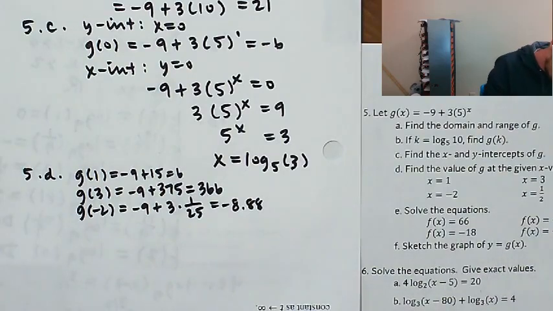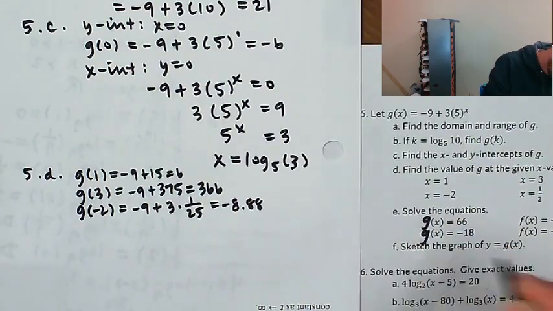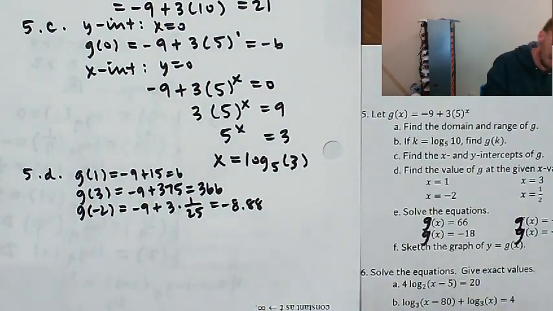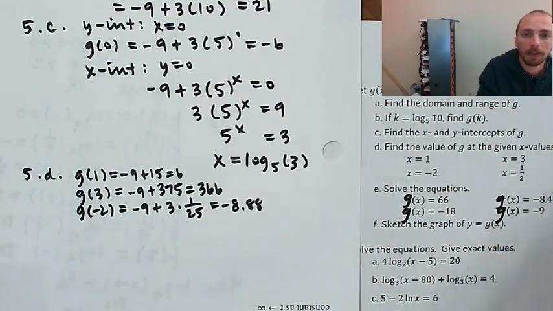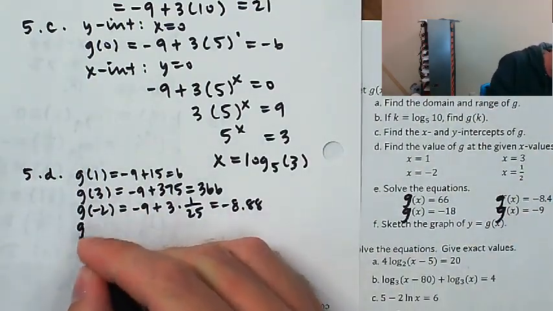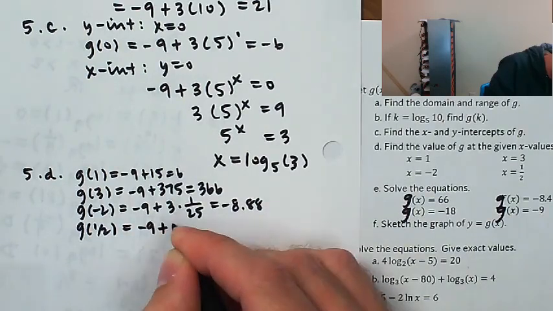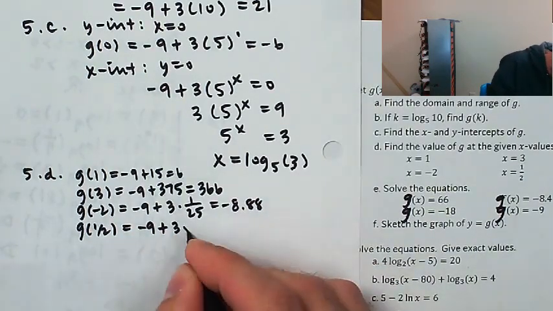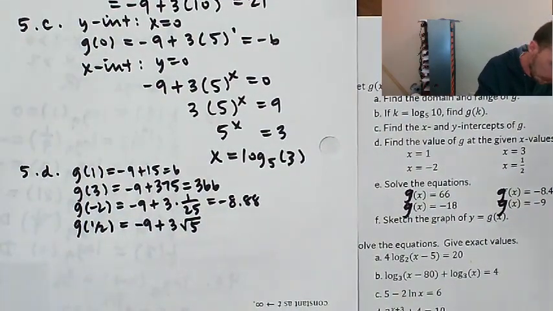And then the last one would be, where is it? Oh, sloppy, I did not change that. I'll change that one on the version that's posted on the internet for sure. Okay, the last one is x equals half. That's equal to negative 9 plus 3 times 5 to the 1/2. I guess that would be 3 root 5. That's as far as I'm going to take that. Yeah, that'll be fine. And then we're going to sketch the graph of y equals g of x.